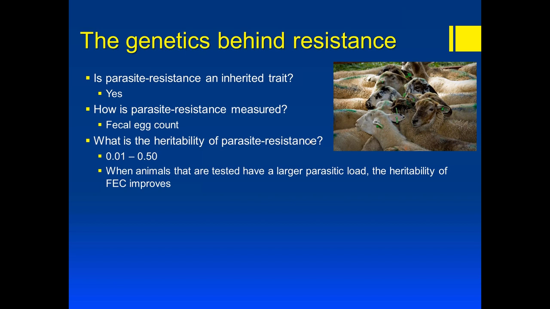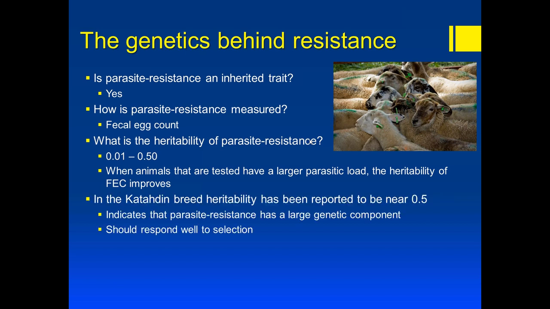So the heritability of parasite resistance, depending on what study you look at, will vary between about 1% due to genetics to about 50% due to genetics. When animals that are tested have a larger parasitic load, the heritability of fecal egg count improves. So animals that have been exposed to a parasite infection and actually had a challenge and are clearing it by themselves, we get a better indication of the heritability of that particular trait. In the Katahdin breed specifically, heritability has been reported to be near 0.5. I think what Nodder and the Katahdin group there are reporting is a heritability of 0.48, which indicates that there's a large genetic component that should respond well to selection.